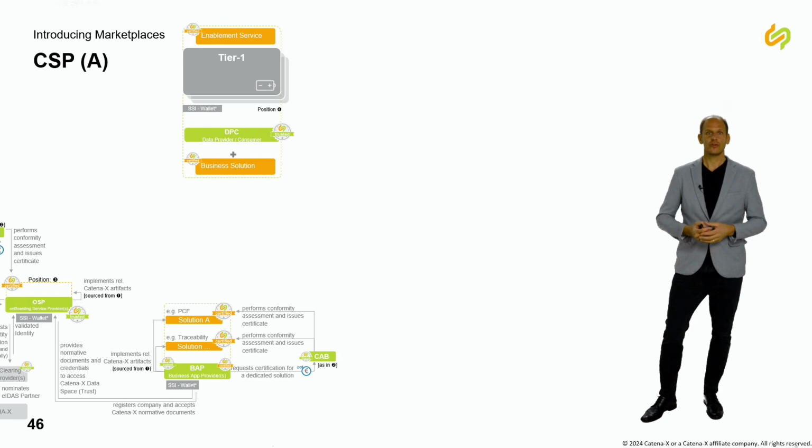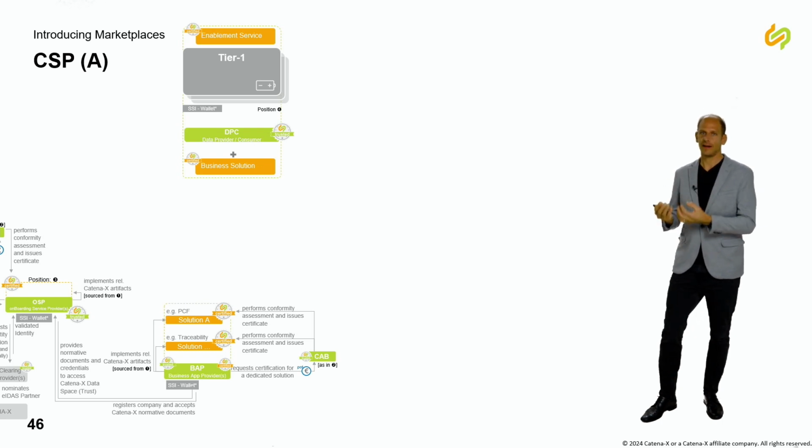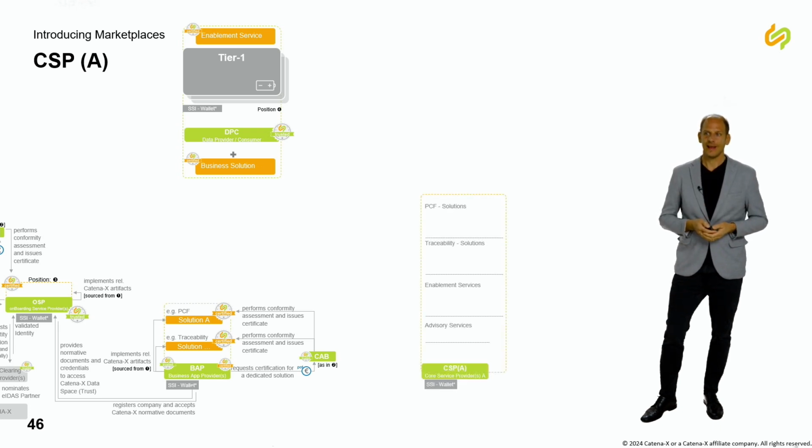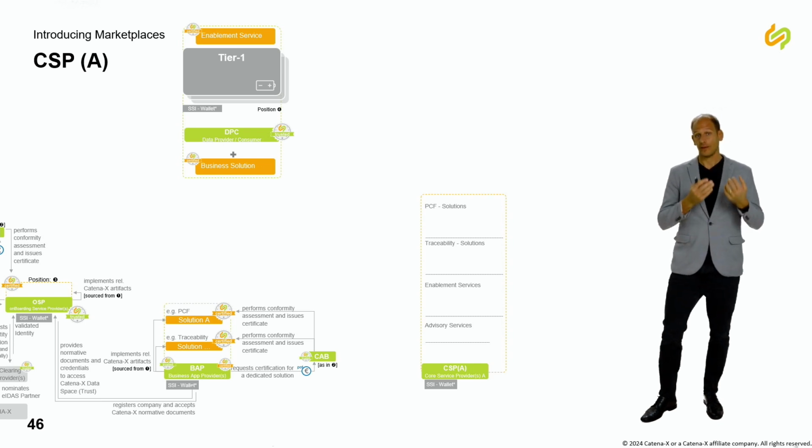Now let's introduce the marketplace, the heart of Catena-X. There, the data provider and consumer can find the right application that solves the problem and where the value is created. The marketplace will be operated by a core service provider A. Again, there will not be one core service provider A, there can be multiple. And the core service provider A will provide all the services that are needed to, in the end, provide a marketplace, but also be able to consume the data.